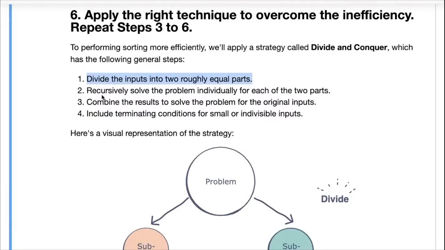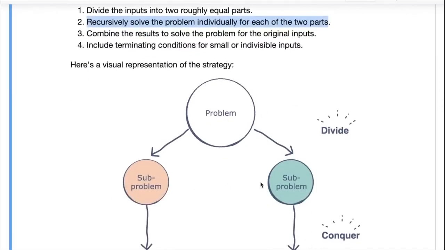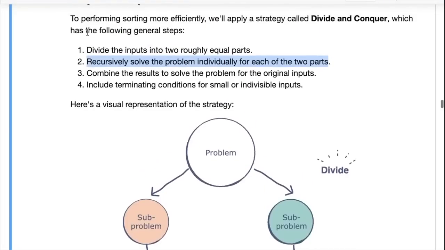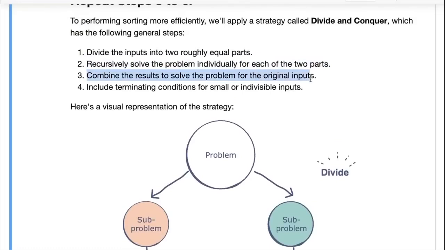So then we use recursion. We recursively solve the problem individually for each of the two parts. So here you have a problem, you've created two sub-problems out of it, and then you call recursion. The recursive solution itself will use divide and conquer, and then we'll keep going and so on. But once it gives you the solution, combine the results to solve the problem for the original inputs. Okay, so you have now results of the sub-problems and you combine them and you get back the final result.